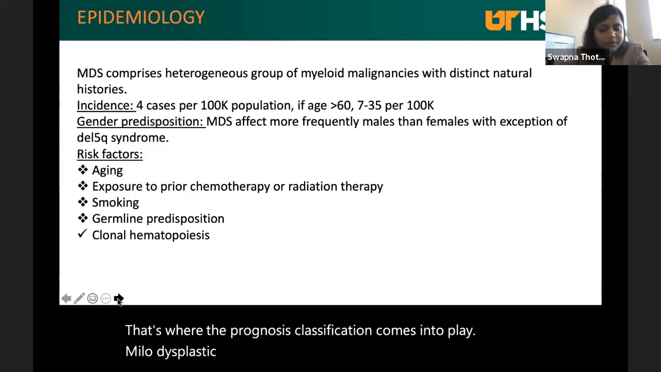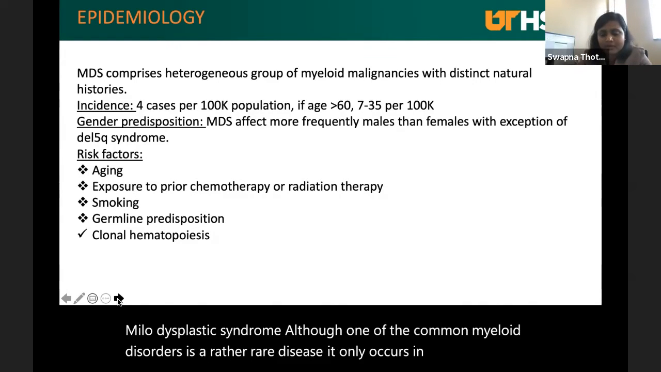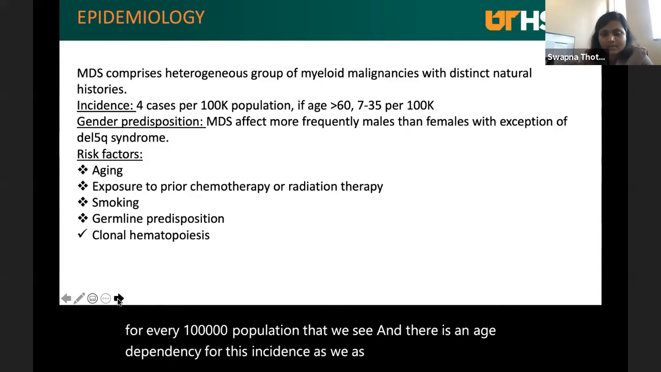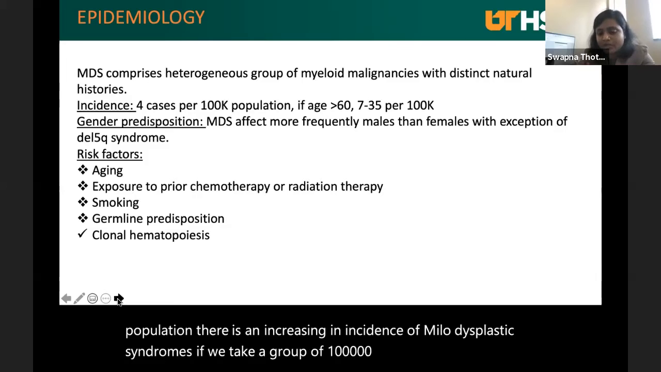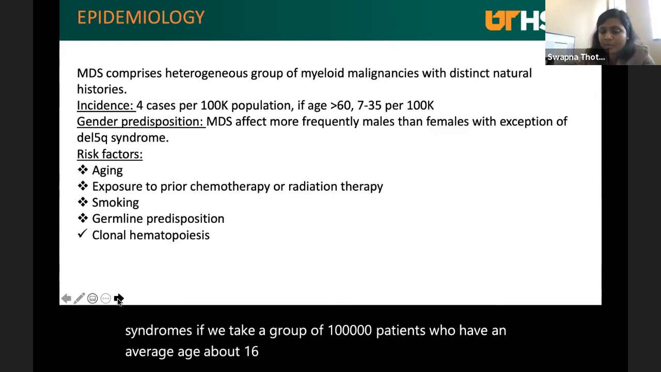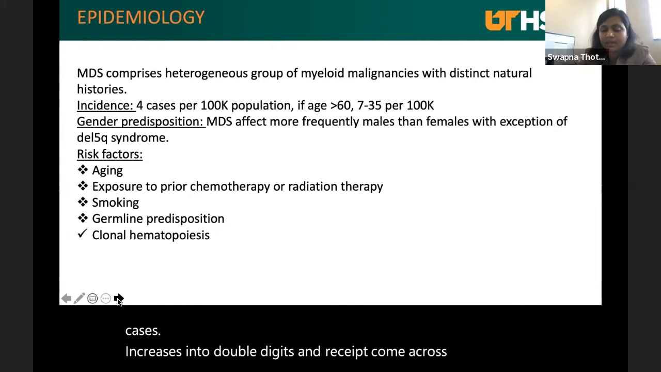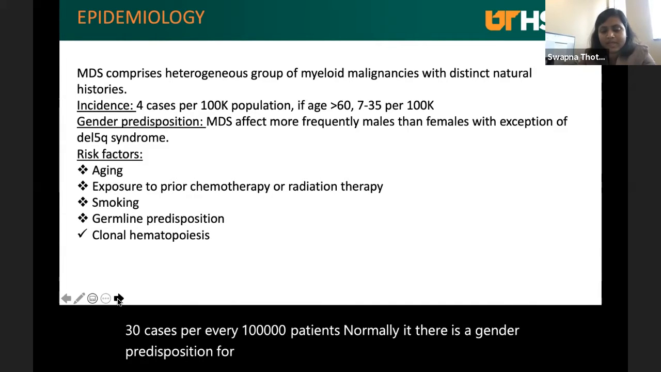Myelodysplastic syndrome, although one of the common myeloid disorders, is a rather rare disease. It only occurs in about 4 cases for every 100,000 population that we see. And there is an age dependency for this incidence. As the age of the population increases, there is an increase in incidence of myelodysplastic syndromes. If we take a group of 100,000 patients who have an average age of about 16 years, the incidence, instead of being 4 cases, increases into double digits, and we come across about 20 to 30 cases per every 100,000 patients. Normally, there is a gender predisposition for men to be more affected with myelodysplastic syndromes.